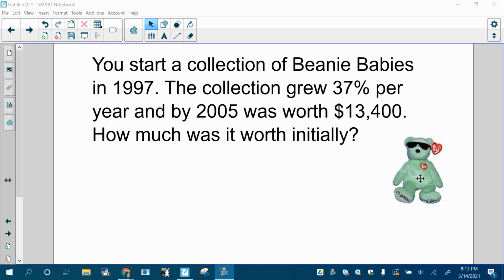Yeah, I don't even know if you guys know what Beanie Babies are. They were really cool when I was growing up. People collected them. I don't know.